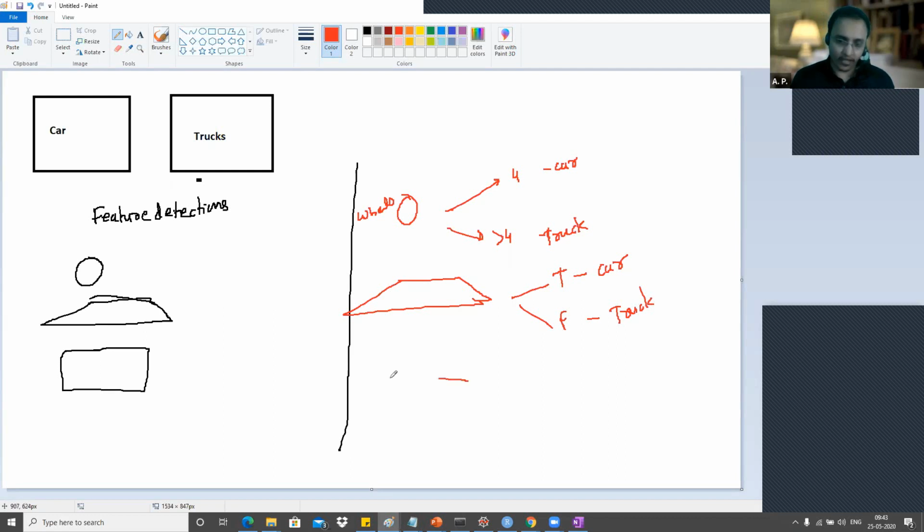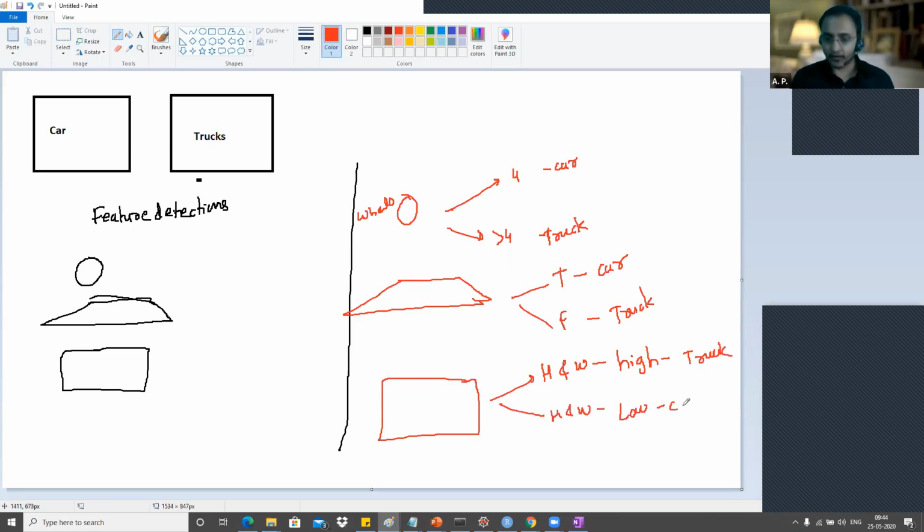Kid is going to learn whenever there is a rectangular object and height and width are higher, it is a truck, and height and width are lower, it is a car. Right? So the second step is what we call the classification stage. This is how a kid's or a human brain actually functions.